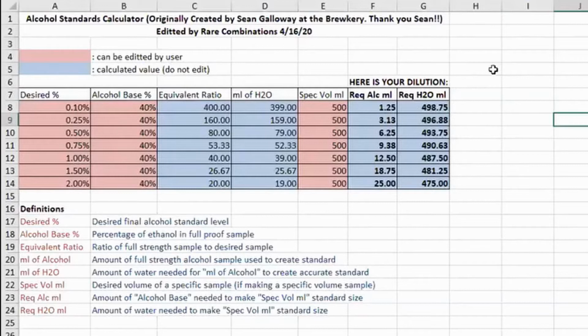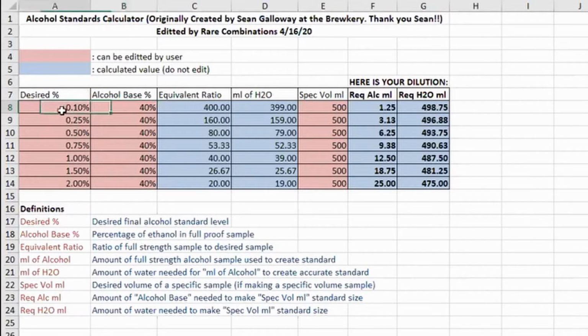There's relatively simple math that you can do to calculate dilutions, but I still use this Excel document to calculate mine just because it takes a lot of the guesswork and self-doubt out about the math that you do to calculate these dilutions. You can use just about any alcohol to dilute down to your standards, but I would recommend at the very least getting a plain alcohol like a vodka.